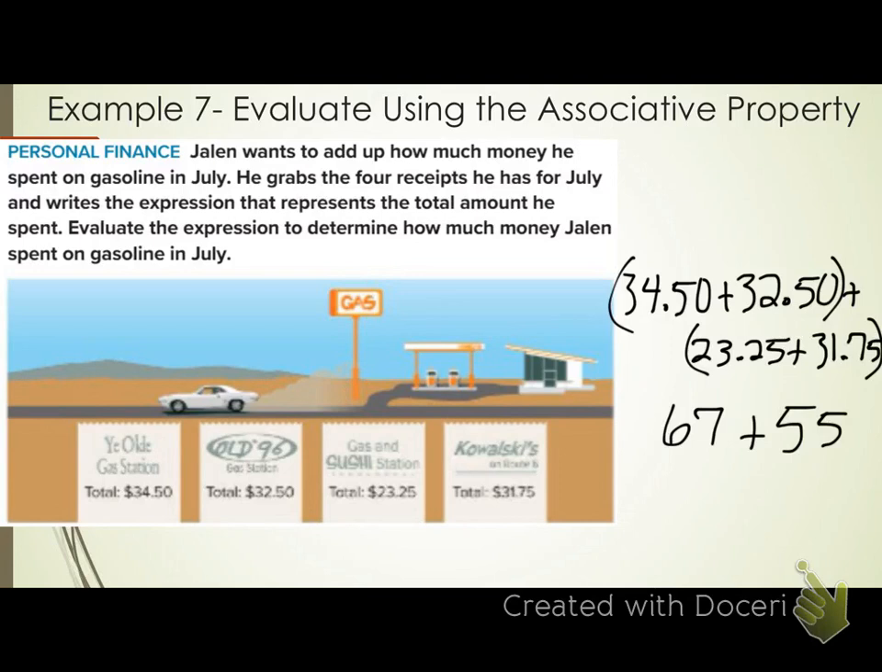I've kind of combined two steps into one step by using my associative property, by associating two different groups of numbers together. Okay? Now I'm just left with two numbers. I can just add these up to get my final answer. What's 67 plus 55? 122. So in the month of July, Jalen spent $122 on gasoline. That's pretty cheap, actually. Are there any questions on example 7 and how we used our associative property to group numbers together? We good with that? Can I move on?